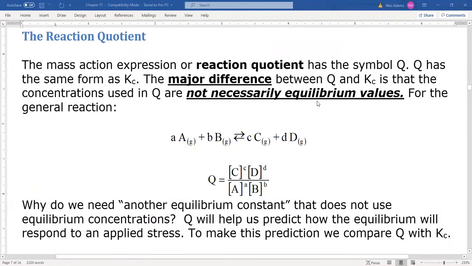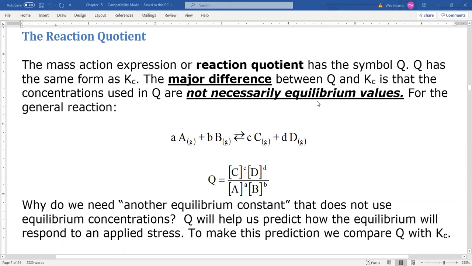Okay, let's talk a little bit about the reaction quotient. Now, with the equilibrium constant, the only concentrations that go in there are equilibrium concentrations. That's not true of the reaction quotient. It has the symbol Q instead of K, and those values that you put in for concentration are not necessarily the equilibrium values, which is the main difference.